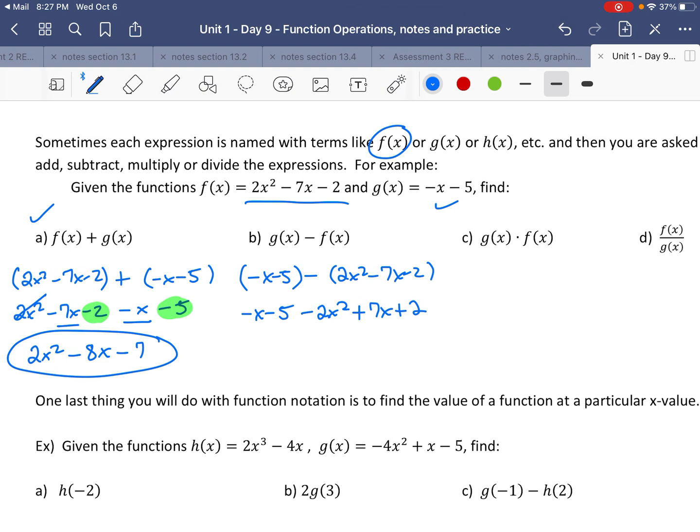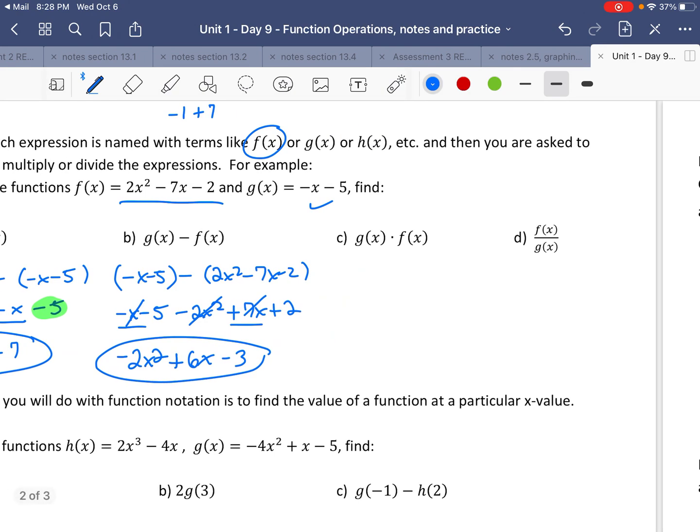Okay, so now let's just clean this up. Negative 2x squared is the highest power, so I'll have that first. Then I got negative x plus 7x, so that's positive 6x. And if you wanted to put something like that in your calculator, you would just do the coefficients. You would do negative 1 plus 7, and you get your 6, and then you put the x back with it. All right, so these are done. So then I got negative 5 plus 2, so that makes negative 3.